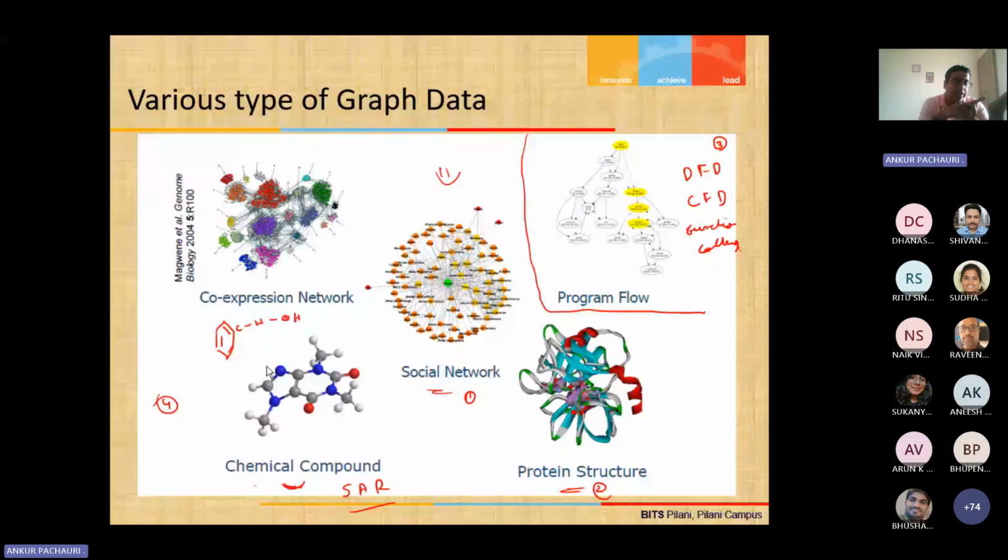So based on the structure, I can predict the property. If I have the property, I can predict the structure. What drug can be used to cure this disease? So it can be used in both ways, and in either way, this is a prediction probability.